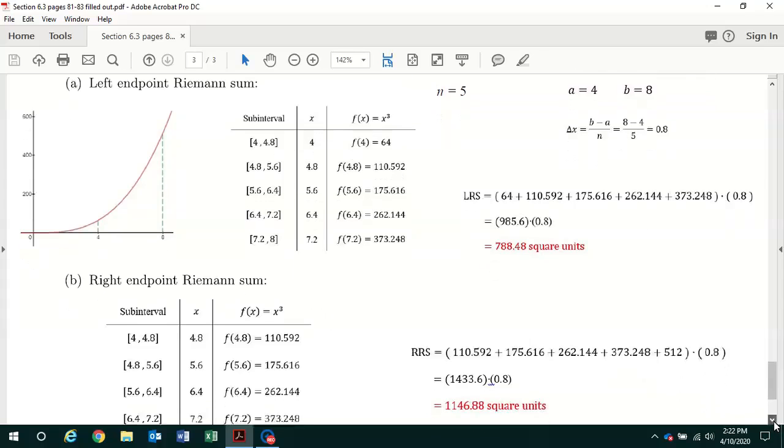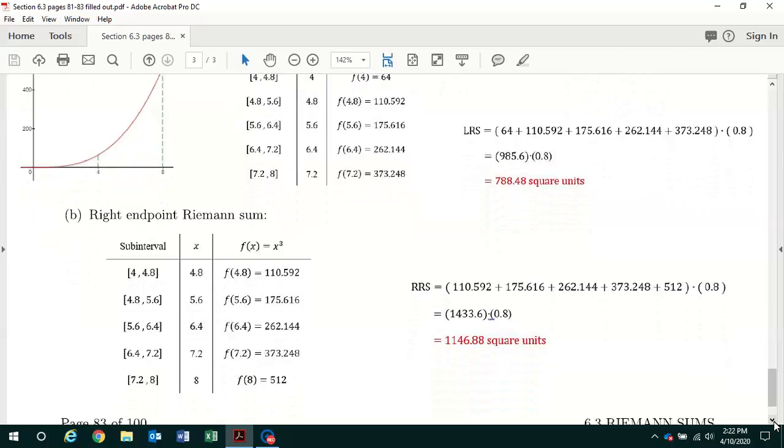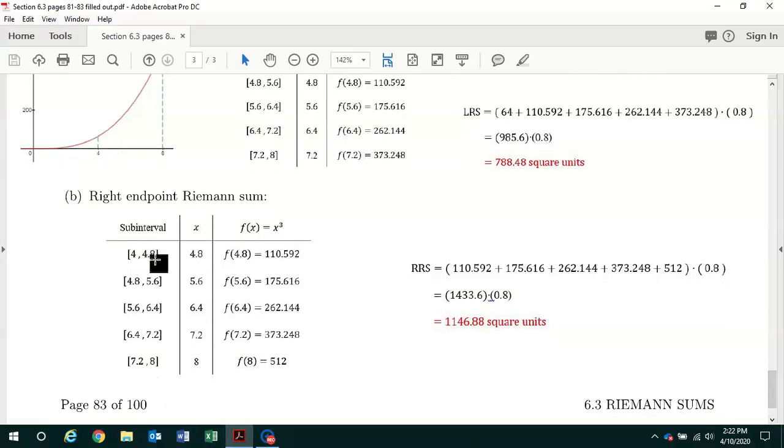Now we got to do the right endpoint Riemann sum. And so we have the same 5 subintervals, but now we use the right number in each subinterval for a value of x, and then calculate the value of the function at those 5 values of x to get the heights of the 5 rectangles. And now we add up those 5 numbers and multiply by 0.8 to get the area of the 5 rectangles. And the area of the 5 rectangles is 1,146.88 square units.